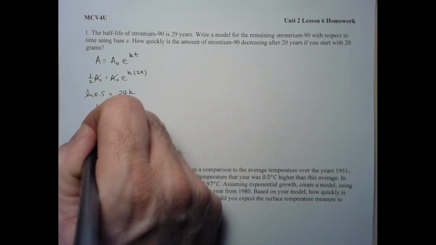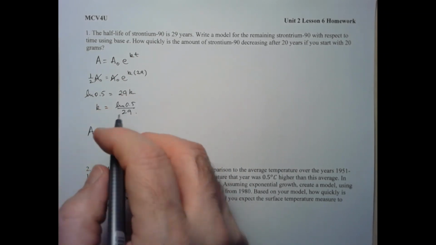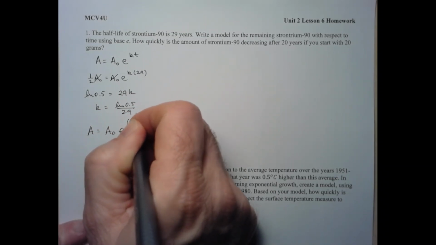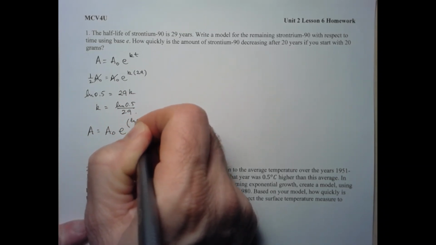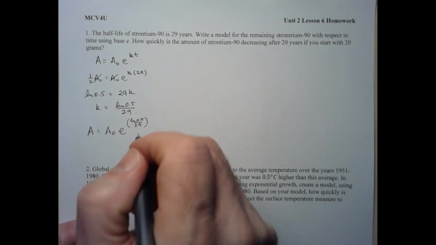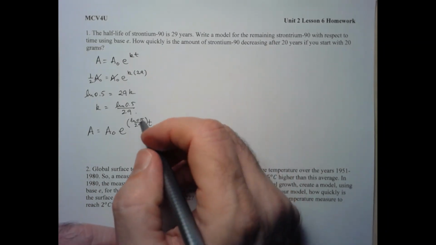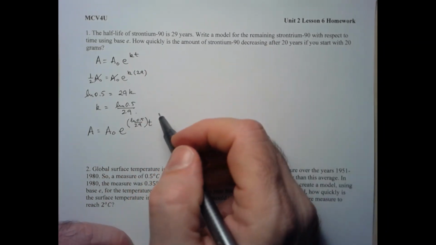So that means that my model is going to look like this. The amount is equal to the initial amount times e to the ln 0.5 over 29, there's my decay constant, times t, where my input is a time value. All right, so now we'll use this to solve the remaining problem.